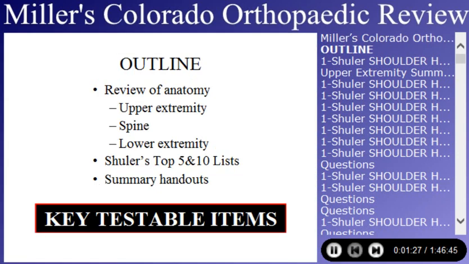And the way I've broken up this lecture is we're going to begin with the upper extremity first, then go to the forearm, then the spine, then the lower extremity. At the end of each section, I have my top 5 or 10 list. I highlight the top 5 or 10 points that I feel are key testable items. There are summary handouts also provided, and we are going to focus on the key testable material.